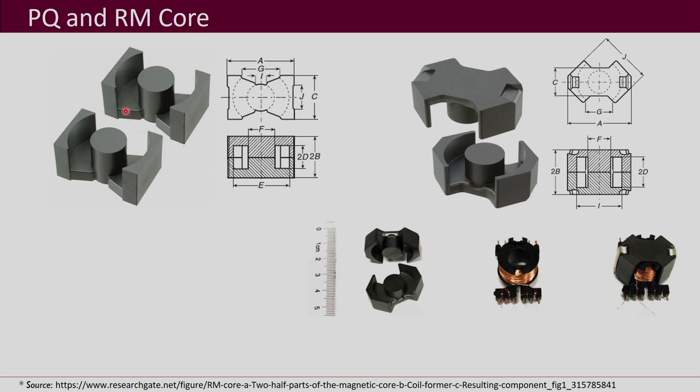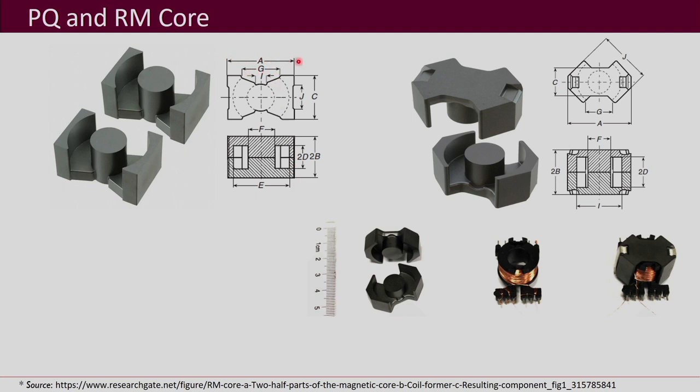So this is your PQ core, and this is the RM core. Now here you may again be thinking that they are the same, but notice the difference. This edge over here is straight, whereas over here the edge is not straight; it is bent.